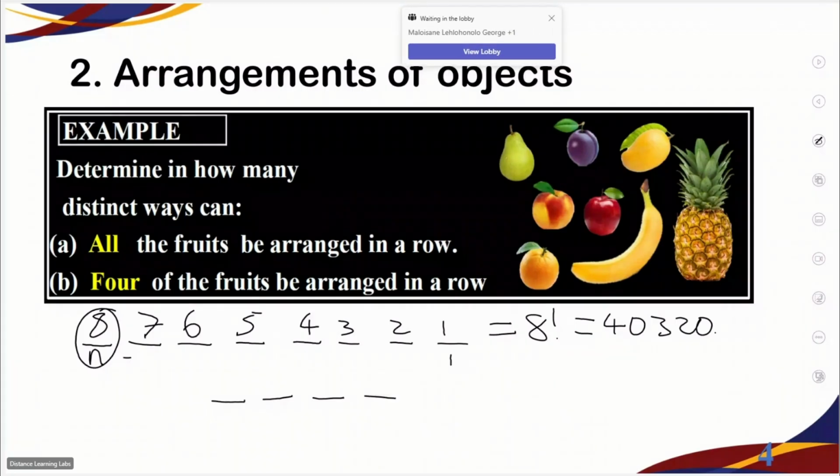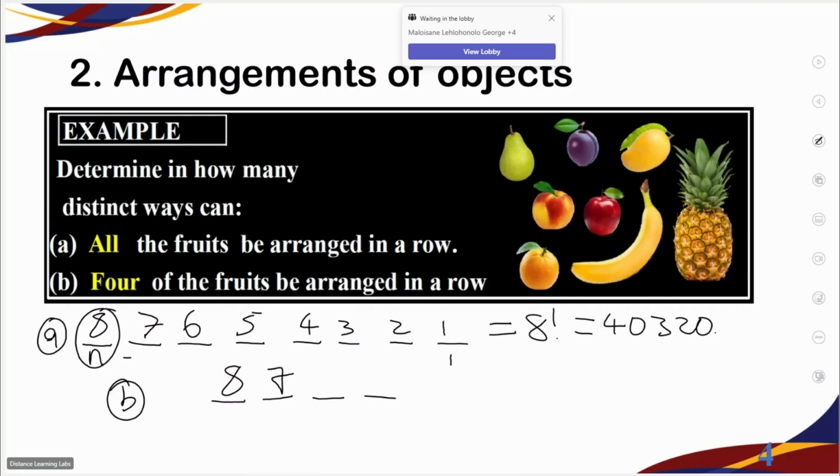Now, if we have 4 spaces that are arranged in a row, how many items or how many fruits would be competing for the first position? This is letter A, and then this would be letter B. The number of fruits that are competing for the first position would be all 8 of them. Any of the 8 can occupy the first position. And then from there, one of the 8 occupies that. We are left with 7 fruits. Therefore, for the second position, only 7 fruits would be competing there.